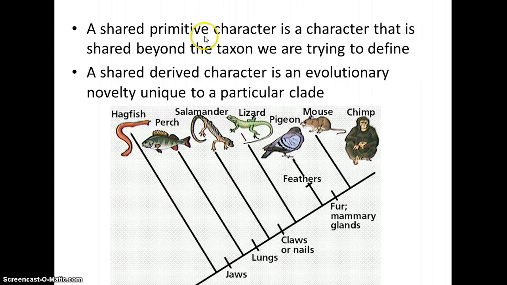So primitive characteristics are ones that go way back in evolutionary time and are shared by lots of organisms, whereas derived ones would be relatively speaking a more recent, or again, derived characteristic. So the jaw, for example, is a derived characteristic relative to the hagfish. Fur is a derived characteristic in these organisms relative to these other species.